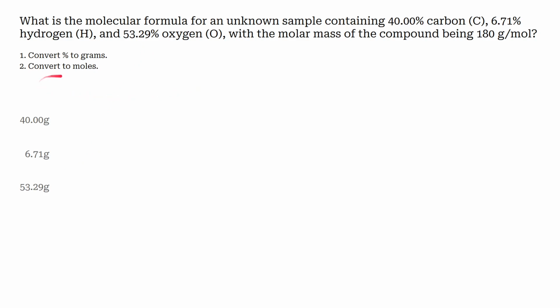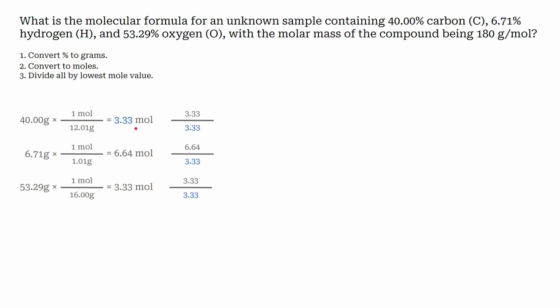We then divide these values by their molar masses to convert to moles. With our mole values, we then divide them by the lowest of them all, which is 3.33. Finally, we have found our empirical formula with 1 carbon atom, 2 hydrogen atoms, and 1 oxygen atom. We are not finished yet though, because the molar mass of CH2O is 30.03 grams per mole.